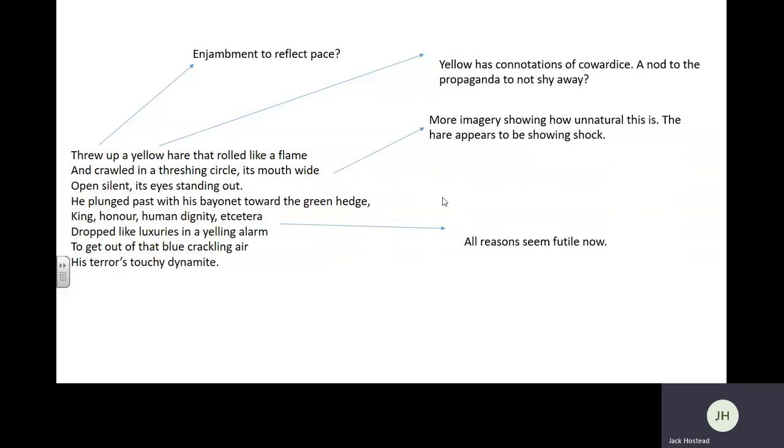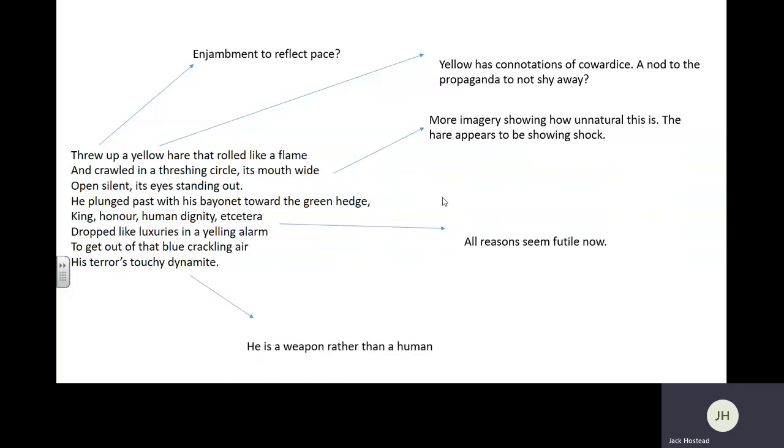He plunged past with his bayonet toward the green hedge. King, honor, human dignity, etc., dropped like luxuries. So again, he's thinking of these reasons: king, honor, human dignity, these things that he enlisted thinking were the right reasons. And now these reasons, as he's facing what's going on, are just dropping. These reasons almost mean nothing anymore. So it links to that theme of being patriotic. And actually, what does that mean? Is there any reason for us to be patriotic, for example?